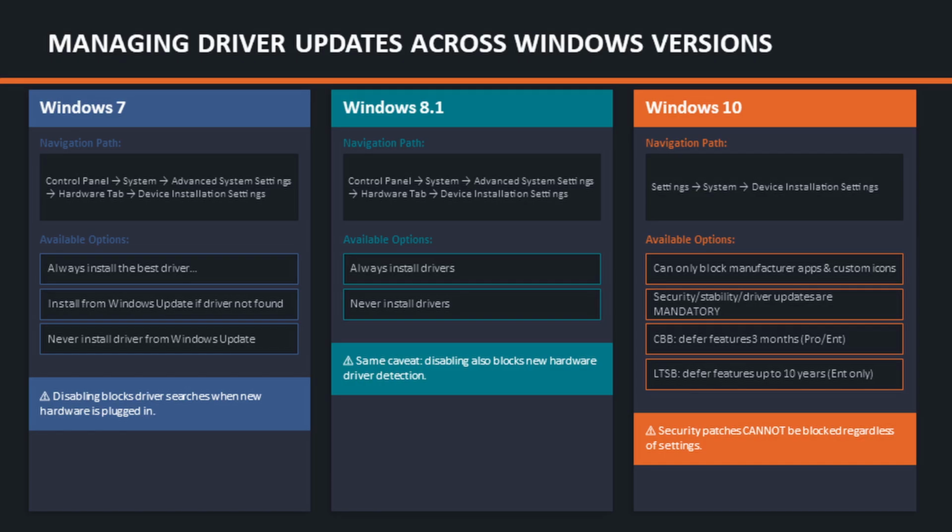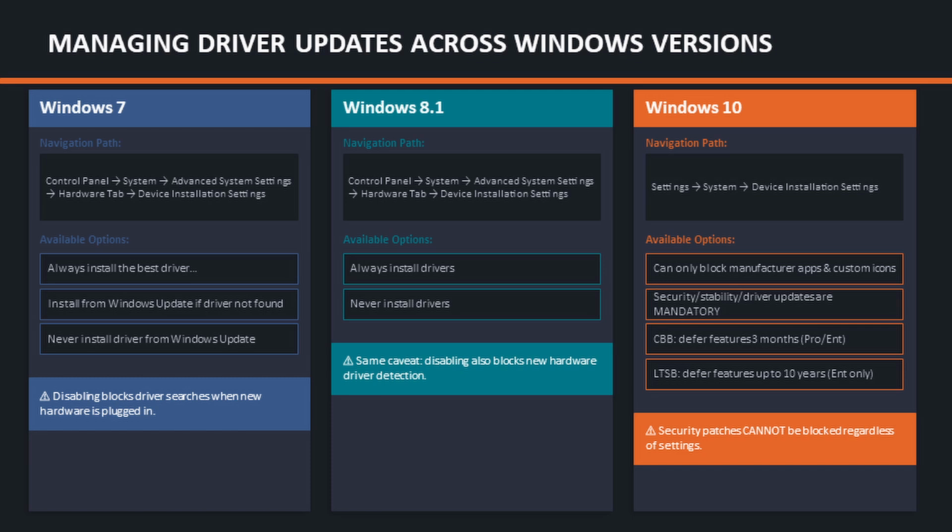Understanding how to control driver updates differs meaningfully between Windows 7, 8.1, and 10, and the differences have significant implications. In Windows 7, you access driver update settings through the Control Panel, then System, then Advanced System Settings, then the Hardware tab, then Device Installation Settings. Here you have three options: always install the best driver automatically, install from Windows Update only if a local driver isn't found, or never install drivers from Windows Update at all.